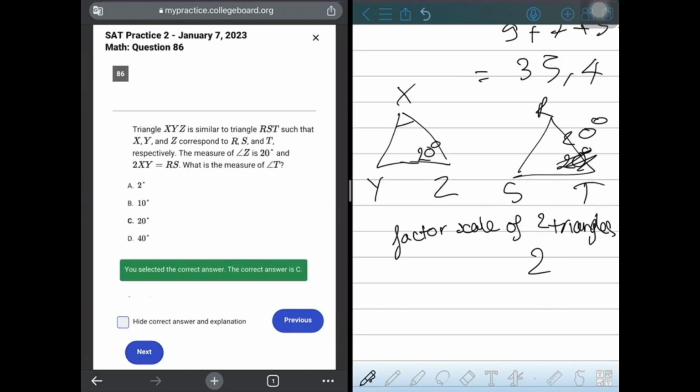It's just a tricky question because they will trap you into using 2 times XY equals RS, and then you will have T equal 40 or something. So try to be smart.